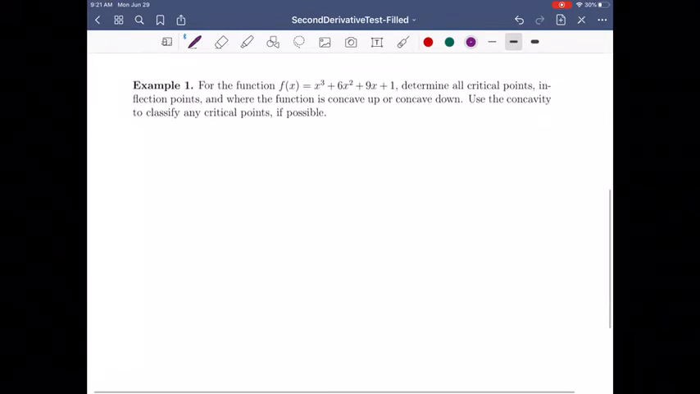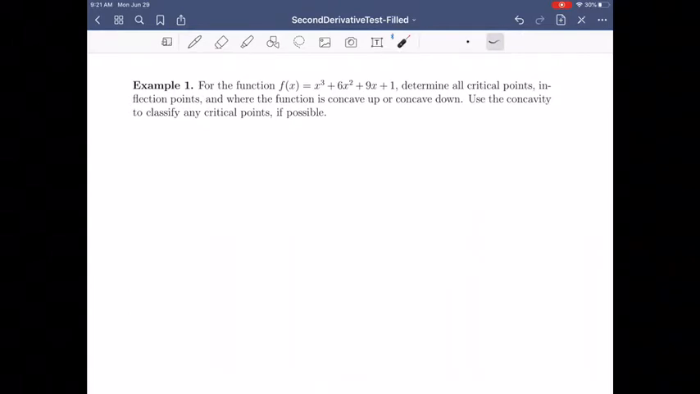Suppose we have this function: f of x is x cubed plus 6x squared plus 9x plus 1. We want to determine all the critical points, the inflection points, and concavity for the function. Then we're going to use the concavity to classify the critical numbers or critical points, if possible.